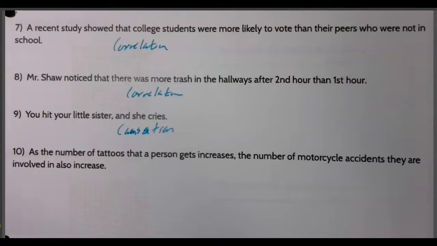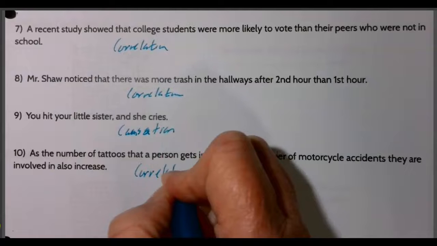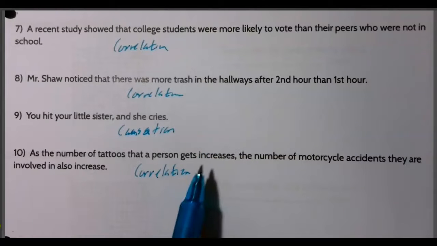Okay, look at number 10. As the number of tattoos that a person gets increases, the number of motorcycle accidents they are involved in also increases. What do you think? Do you know of anybody who has a tattoo that doesn't drive a motorcycle? Yep. So this was a correlation. Do you see what I did there? I looked at the beginning. Somebody has a tattoo. Do they have a motorcycle? No, they don't. So it's a correlation.